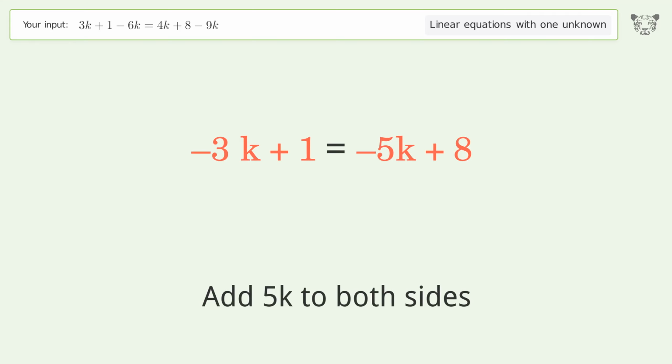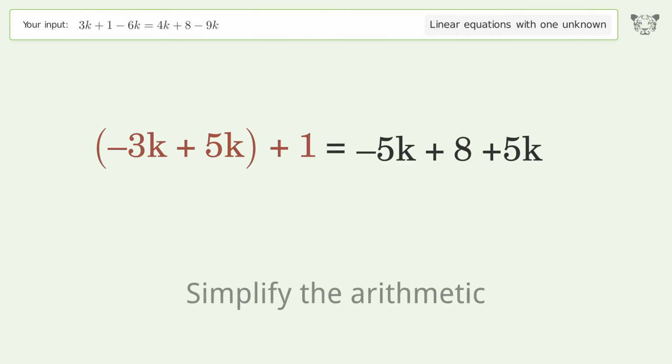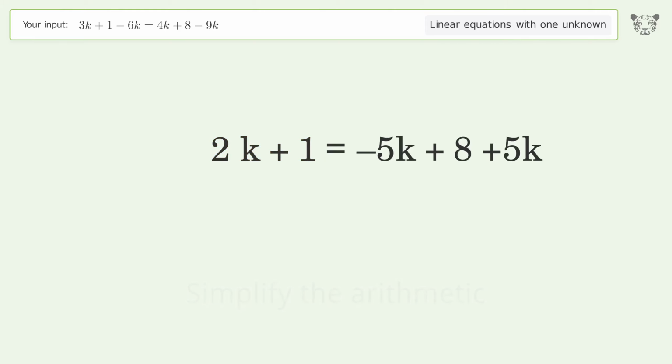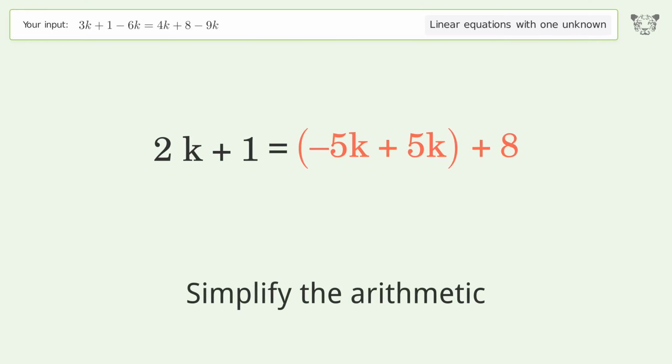Add 5k to both sides. Group like terms. Simplify the arithmetic. Group like terms. Simplify the arithmetic.